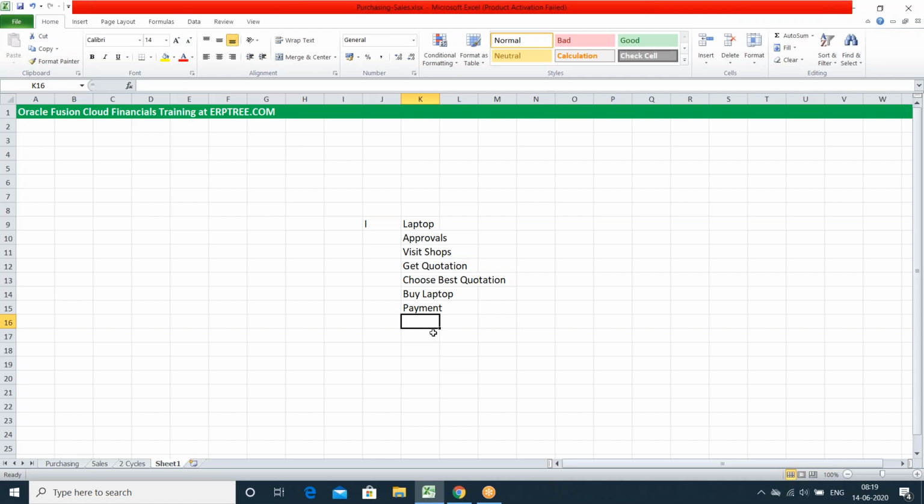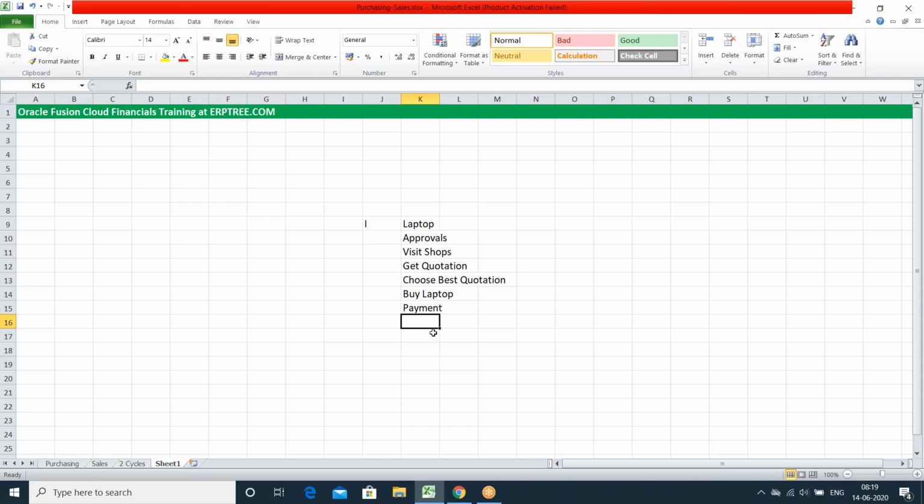Now, if an organization is going to buy laptops and make the payment to the suppliers, if they are going to identify the requirement, before we say laptop, they have to identify what they have to buy. So what departments are involved? What process do they have to follow? Let's try to understand. This is very important for us.